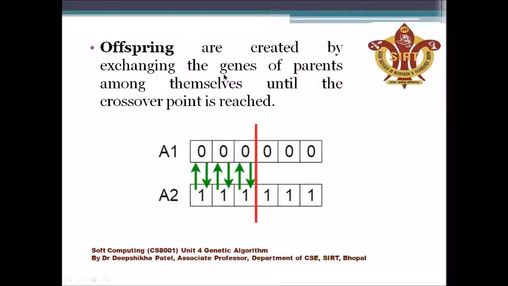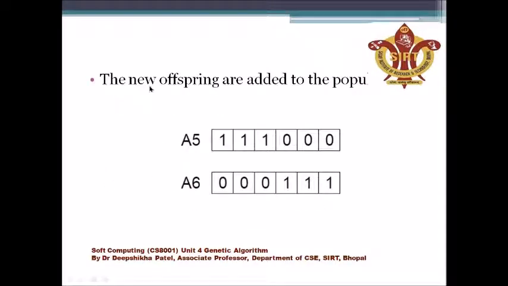Offspring are created by exchanging the genes of parents among themselves until the crossover point is reached. In that example, our crossover point was 3. Until this point has been reached, the process of exchange will continue. Here all the A1 bits up to the crossover point and all the A2 bits up to the crossover point will be exchanged through this crossover process. The new offspring are added to the population.